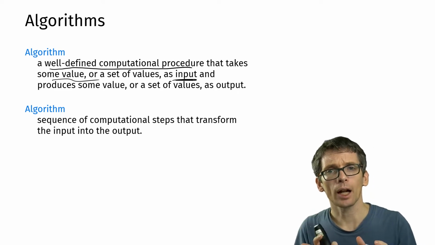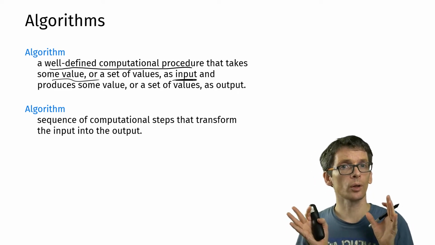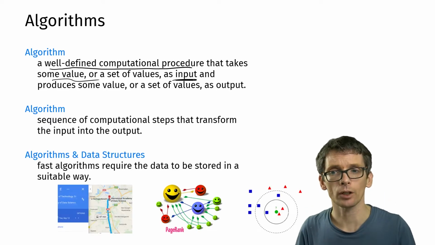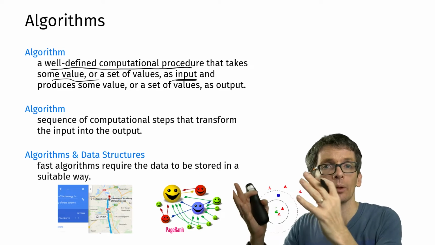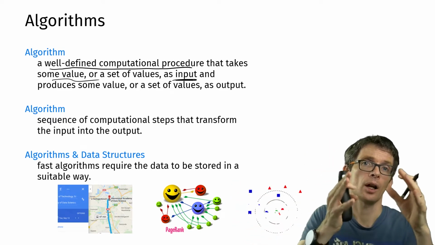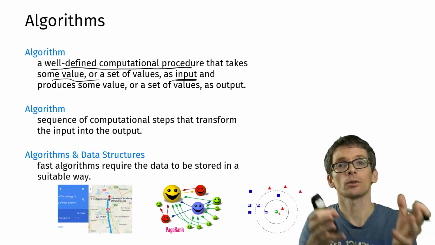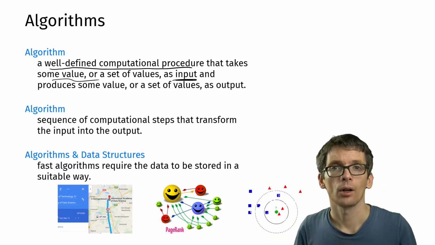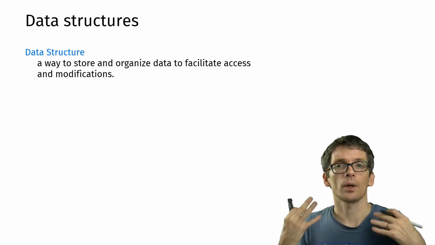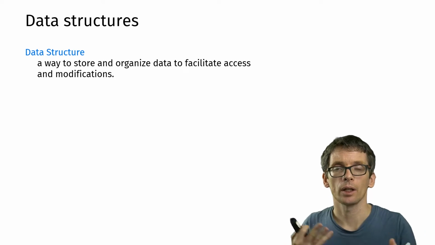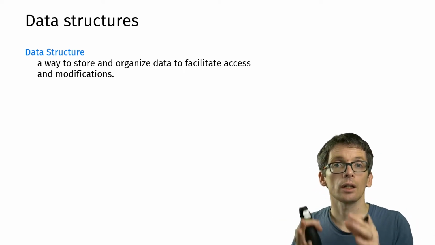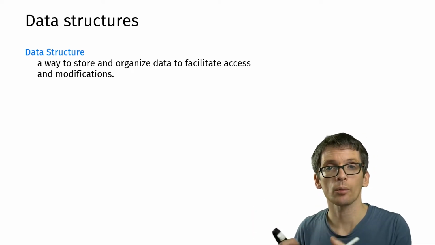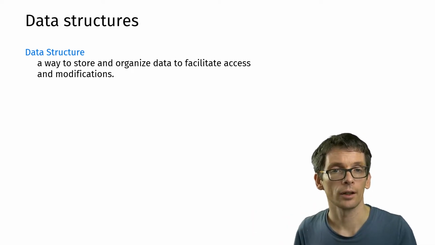And when we talk about algorithms, we very often have to talk also about data structures. So when we want to have, in particular, fast algorithms, we often have to think about how do we store the data so that we can allow those fast algorithms. And a data structure is simply the way that we store and organize the data so that we can efficiently perform the operations that we want to perform, also modify the data.